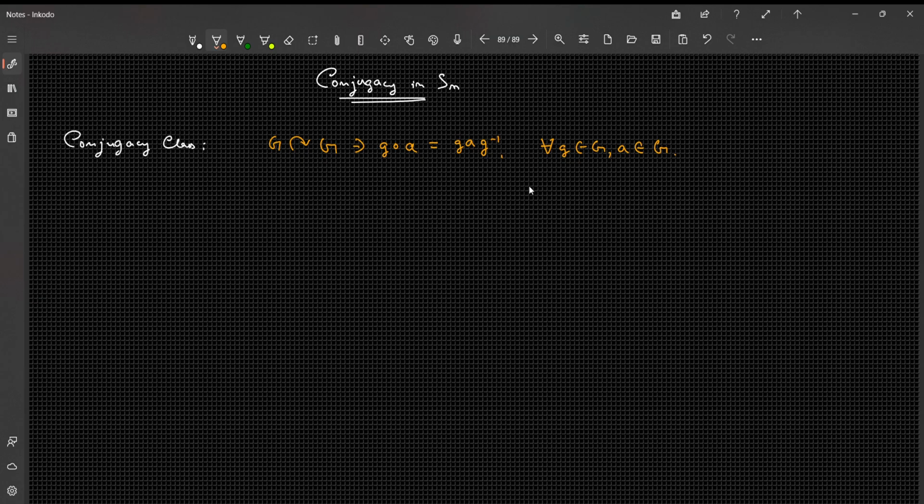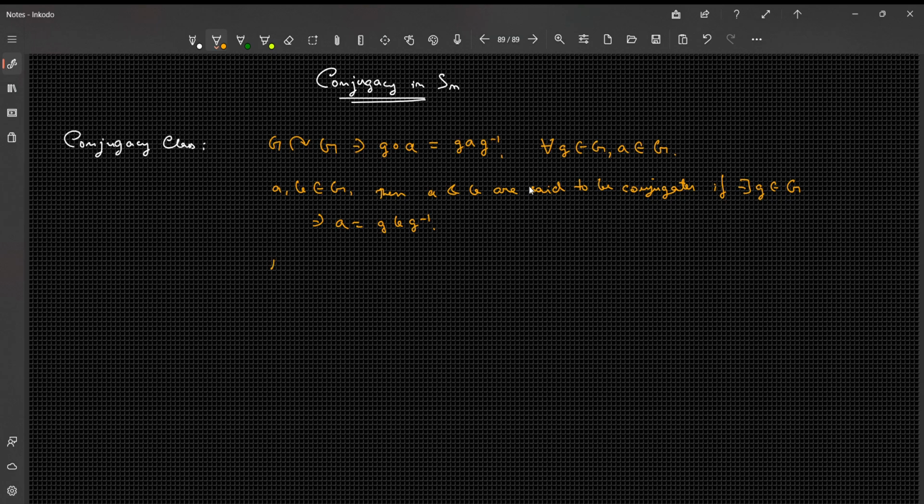Okay. So if you have two elements, say a and b in G, then a and b are said to be conjugates if there exists an element from the group, denoted as small g, such that a is g b g inverse. So that's the definition of two elements being conjugates.